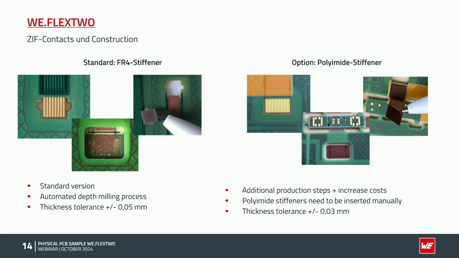So there are some pictures of these two solutions. On the left side, you see the FR4 stiffener. You see here the laser cut of the SIF connector itself. Of course, the laser cut goes in the flex area as well. That's a picture looking from the back side. You see the depth milling area here.